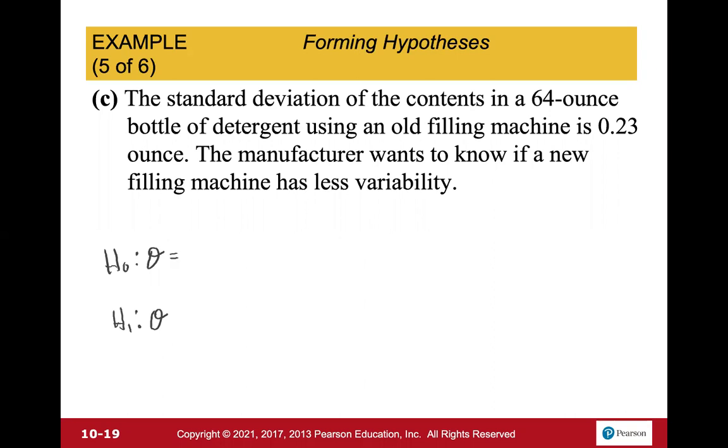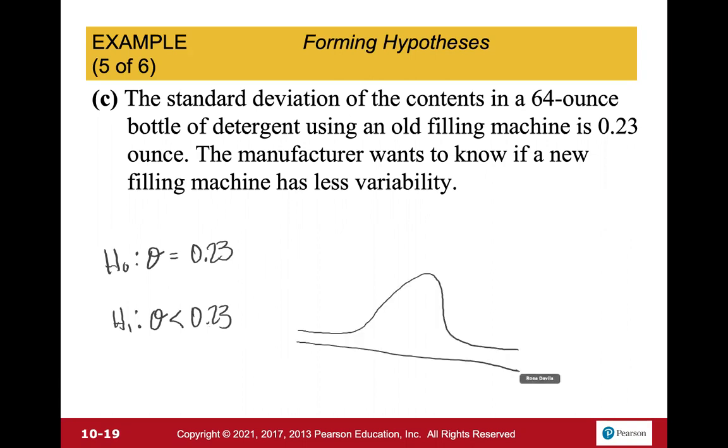Okay, so the standard deviation of the contents in a 64-ounce bottle of detergent using an old filling machine is 0.23 ounces. The manufacturer wants to know if the new filling machine has less variability. So less variability, we would have less than 0.23. And here we have our test. So because this is pointing to the left side, we're going to have a left tail test. And there we go. That's how we would state that.